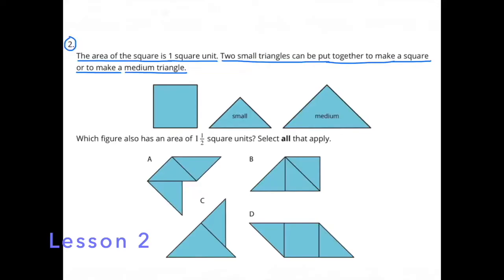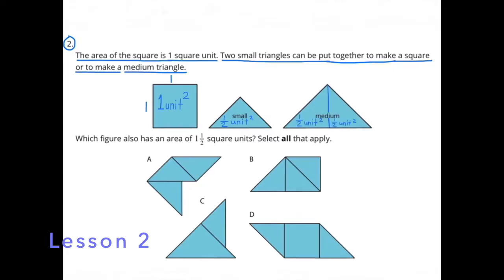Number 2. The area of the square is 1 square unit. Two small triangles can be put together to make a square or to make a medium triangle. So the square is 1 by 1, which is 1 square unit. The small triangle is 1/2 a unit squared, and the medium triangle is 1 unit squared.